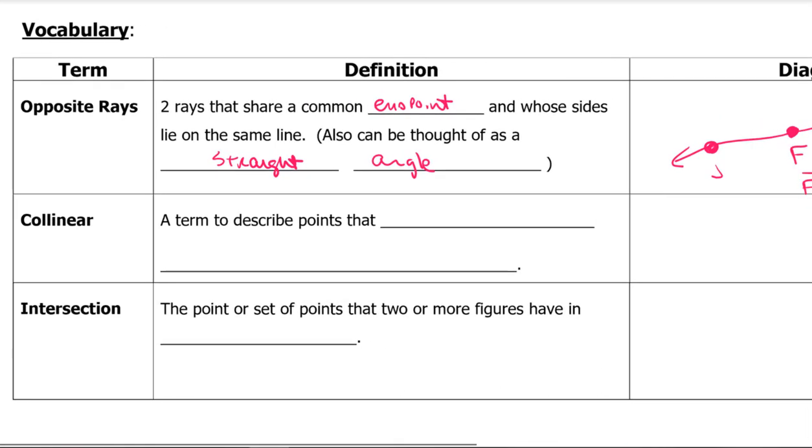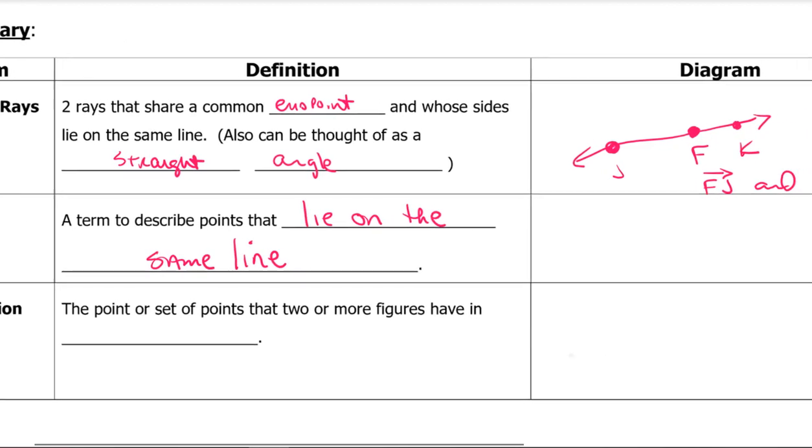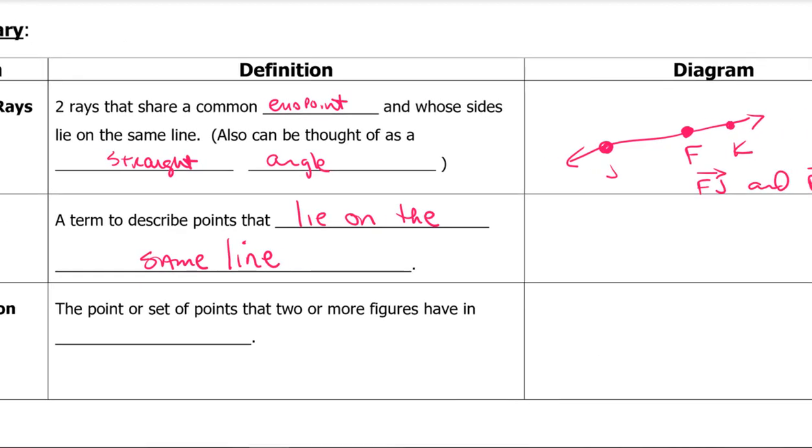Now we look at collinear. Collinear, that's a whole other world, all right? So collinear, that's a term that when we use, we're going to describe points that lie on the same line. So collinear points just mean they lie on the same line.